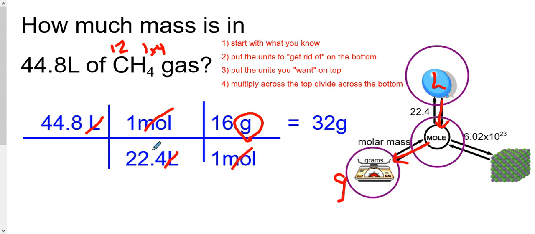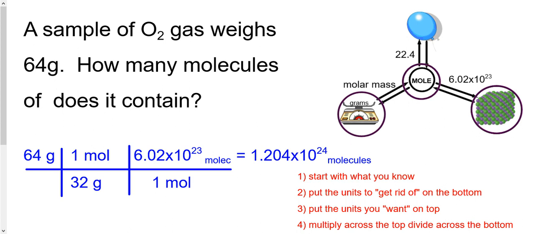44.8 divided by 22.4 times 16 is 32. Because the only units we haven't canceled is grams, we'll have 32 grams. 44.8 liters of methane weighs 32 grams. We can do this with any 2 outlying points.